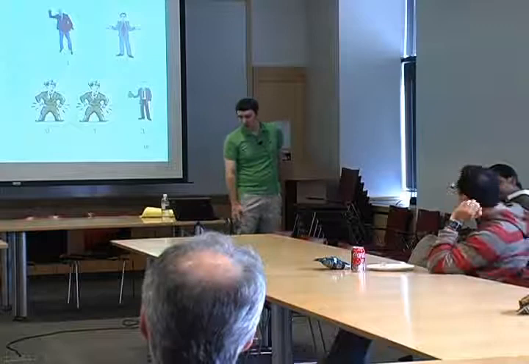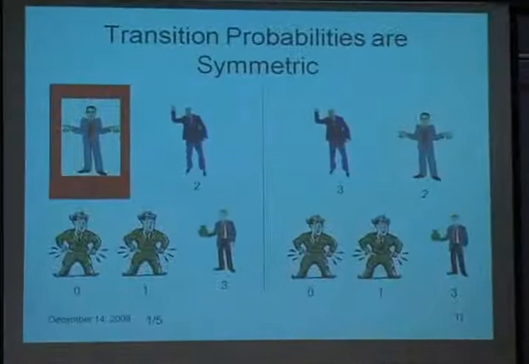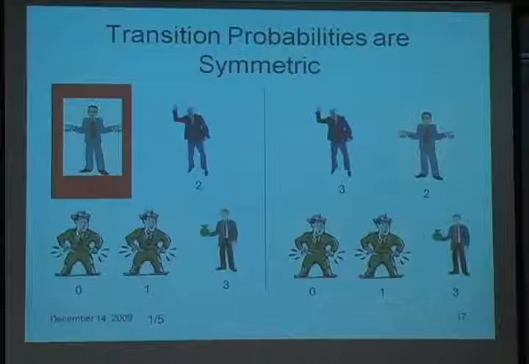The reason this comes out is that if you look at this chain, the transition probabilities are symmetric. I've put up two states here. The only difference between the two states is that the guy in the gray suit and the guy in the blue suit have different amounts of money. Everyone else has the same. You can go from the state on the left to the state on the right by having the guy in the gray suit pay the guy in the blue suit a dollar.